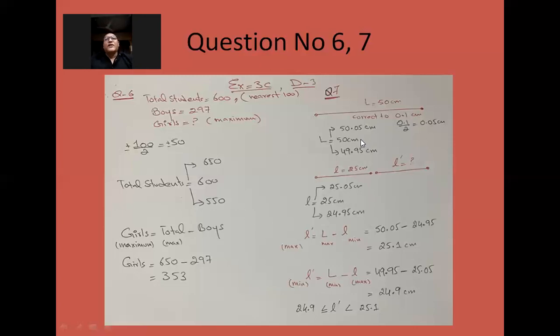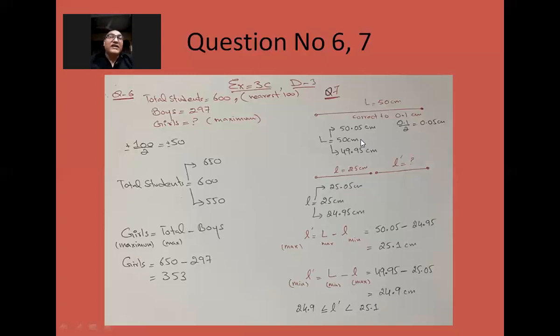So now from the total length, they cut a piece of 25 centimeter. And this is also correct to 1 decimal place. So 1 decimal place means 0.1 centimeter. So divide 0.1 centimeter by 2, you get 0.05 centimeter. You add it, you subtract it from your measurement. So the main length which is cut, that's 25 centimeter.